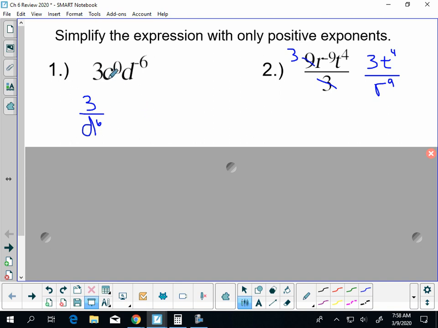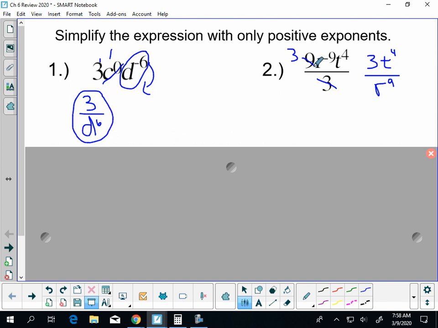So on this first one, the first thing I notice is I've got c to the 0. Anything to the 0 power is 1. I'm going to have to take that d to the negative 6 and move it down to the denominator. When it gets moved, it becomes positive. Leave the 3 alone. It actually has an exponent of 1. So your answer is going to be 3 over d to the 6.